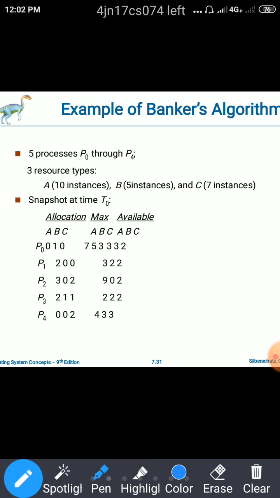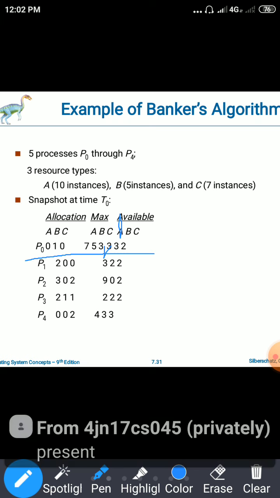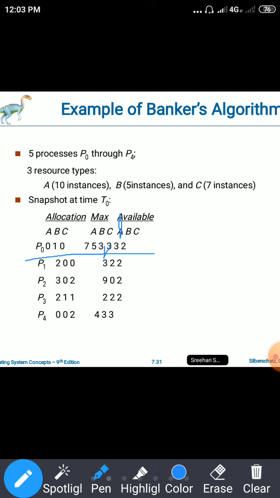So for P0, the maximum need is 753, ABC 753. Here 753 is the maximum requirement for P0, meaning P0 requires 7 instances of resource type A, 5 instances of B, and 3 instances of C. Out of 753, 0 instances of A are allocated at present, 1 instance of resource B is allocated, and 0 instances of resource C are allocated.